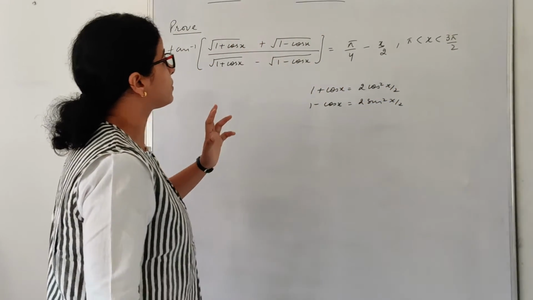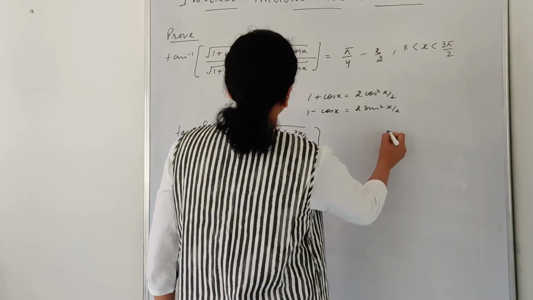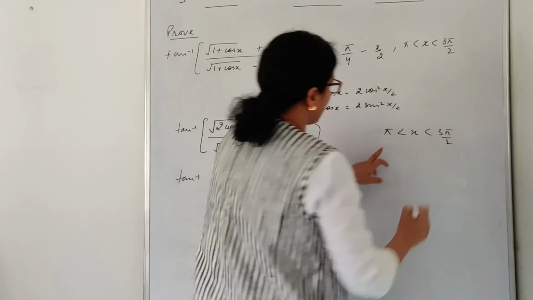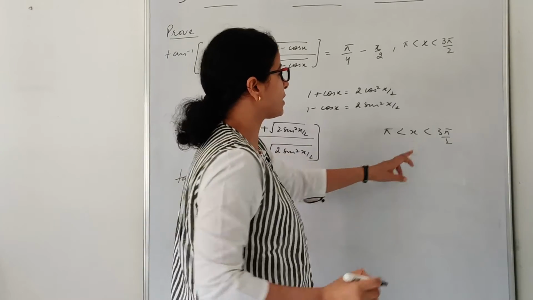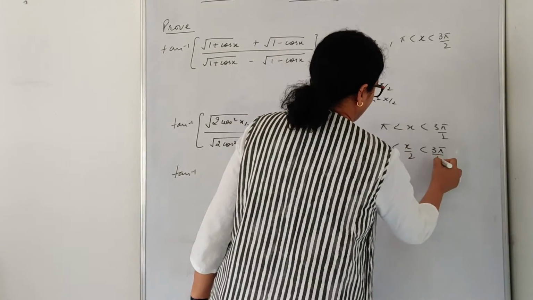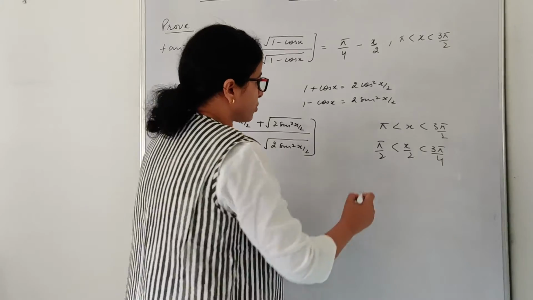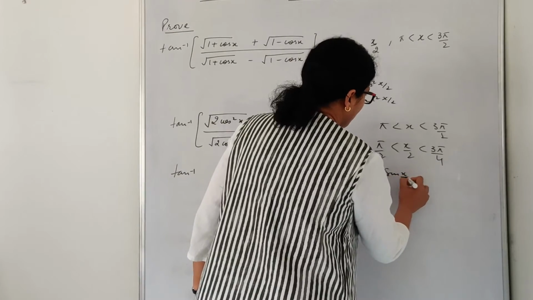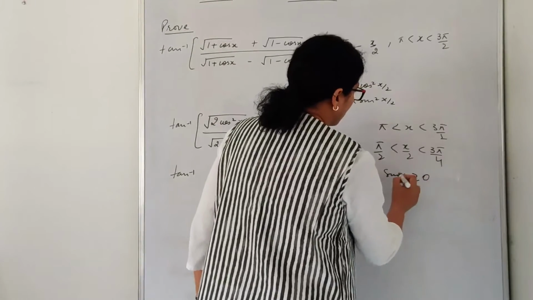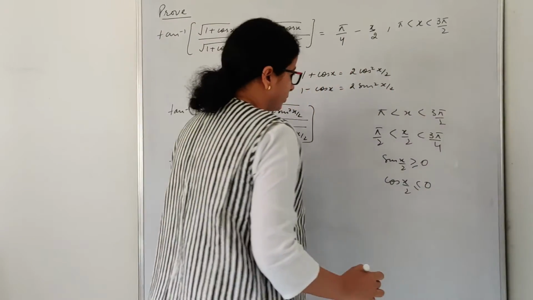Now the same question, whenever my x lies between pi and 3 pi by 2. Now check what difference we'll get. Okay, so when my x lies between pi and 3 pi by 2, let me check where my x by 2 lies. Divide by 2 throughout. So my x by 2 lies between pi by 2 and 3 pi by 4. So in this part my sin x by 2 will be greater than or equal to 0 and cos x by 2 will be less than or equal to 0.